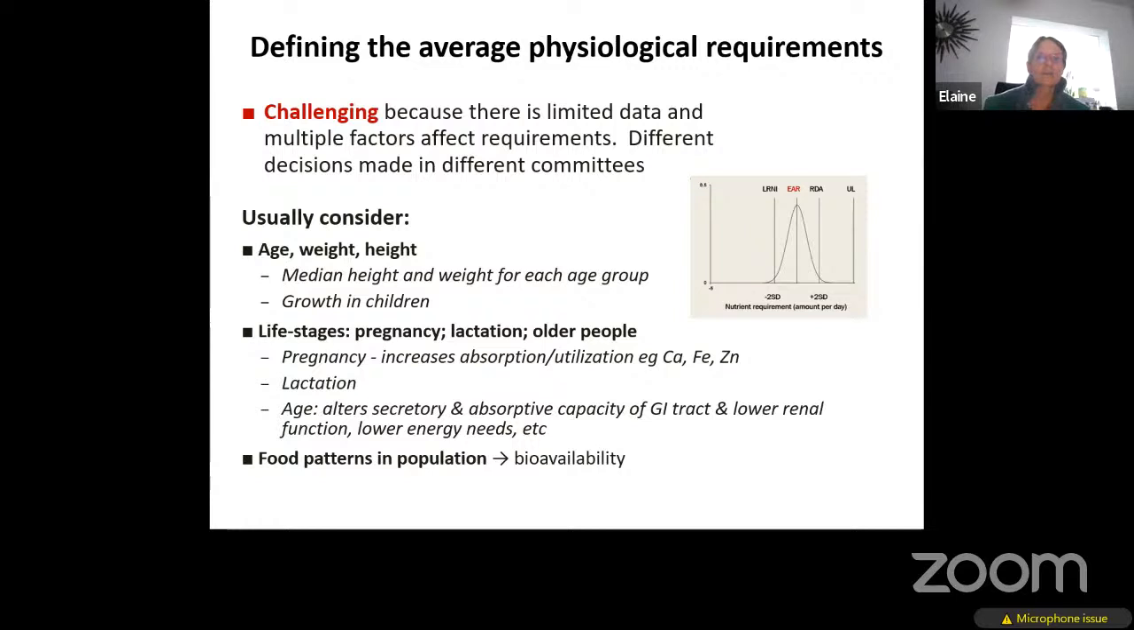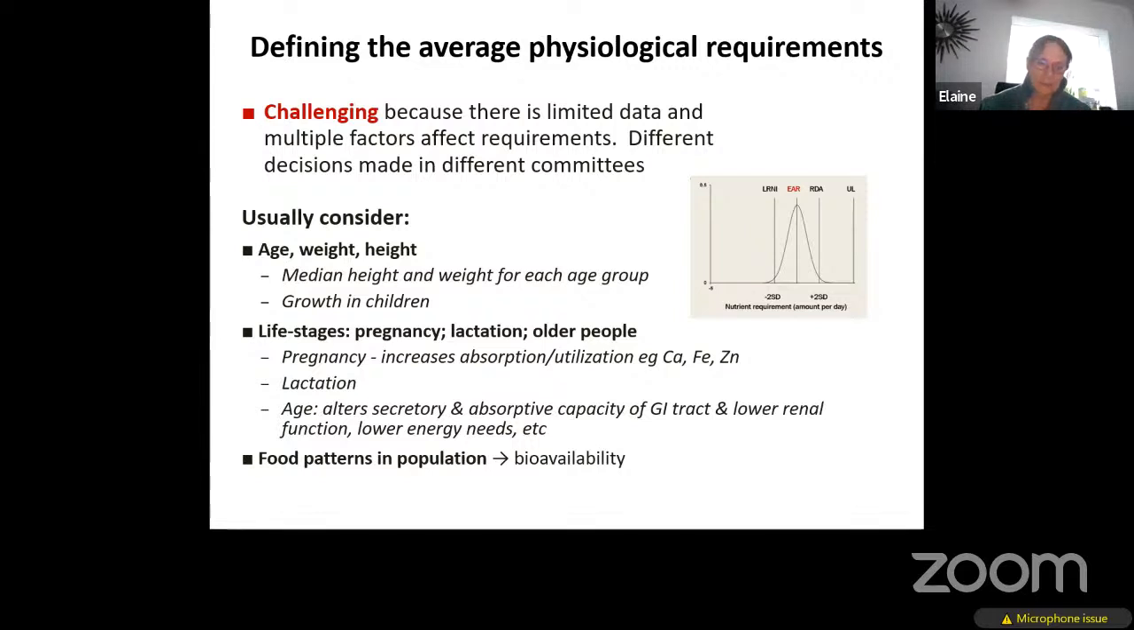Most committees setting nutrient requirements would consider the age, weight, and height of their population. And for children, growth, because of course, a child that's growing more rapidly is going to have higher requirements. They usually take into account life stages, such as pregnancy, lactation, and older people, because of course there's a difference in the absorption and utilization of nutrients during pregnancy and lactation. And with age, you can get differences in absorption capacity, etc.